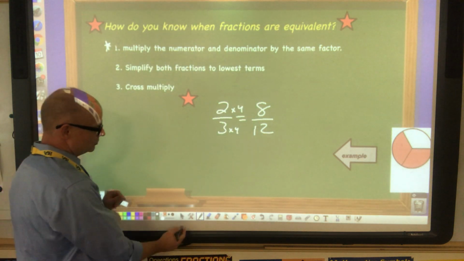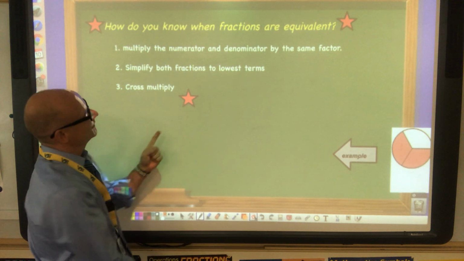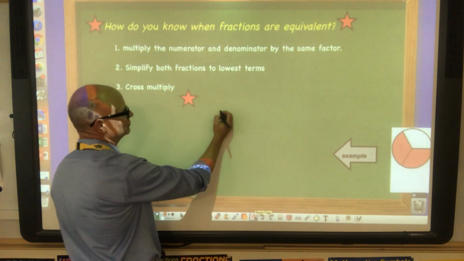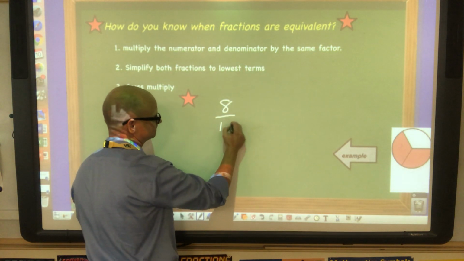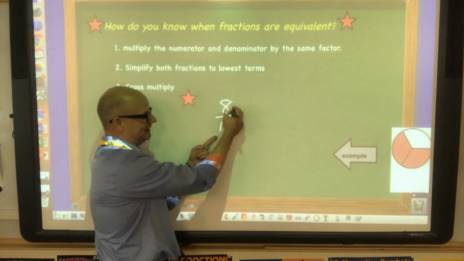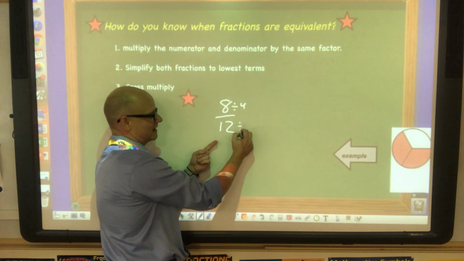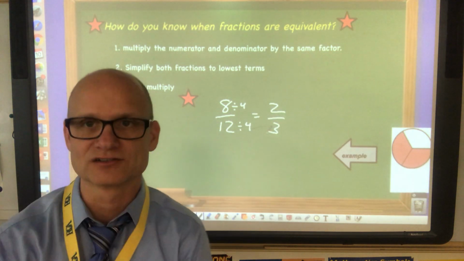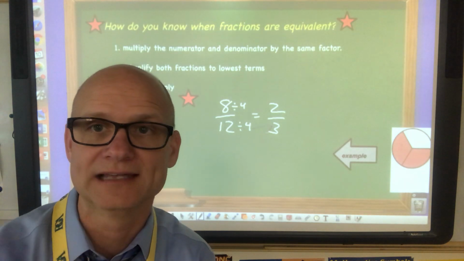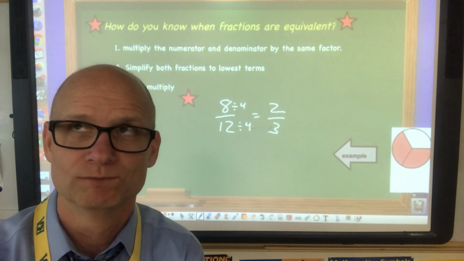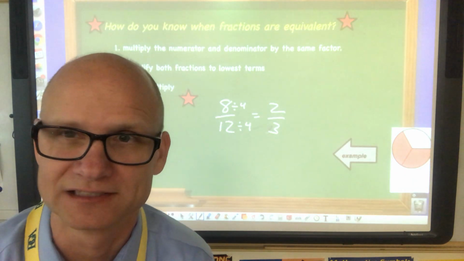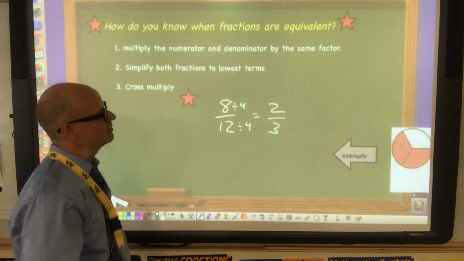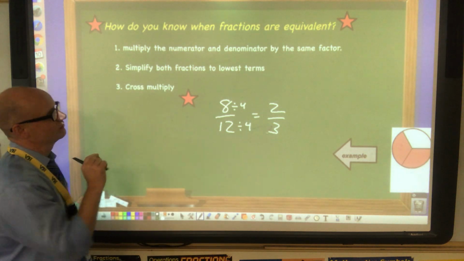Number 2, you could simplify the fraction as well to lowest terms. But you are dividing by the same factor when you simplify. So back to that 8/12. If I divide 8 by 4 and divide 12 by 4, I get 2/3. That is an equivalent fraction because I divided the numerator and denominator by the same divisor. Yes, I was going to say factor, but divisor. Okay, so you can simplify both fractions to lowest terms. That is another way of finding equivalent fractions.